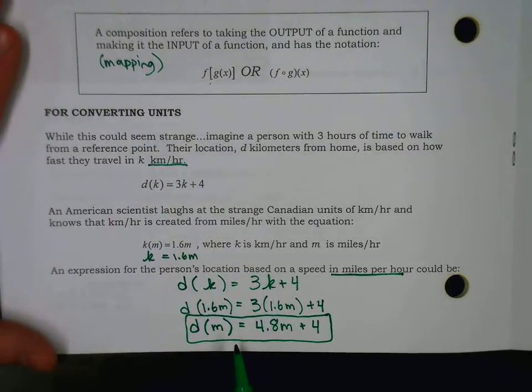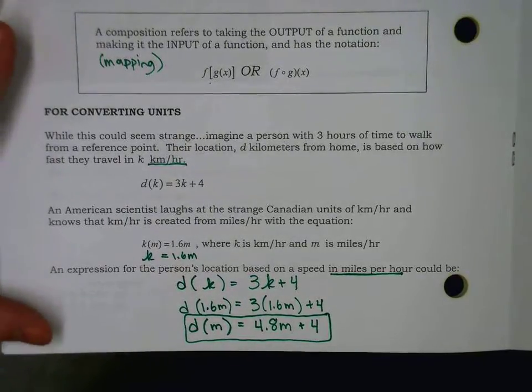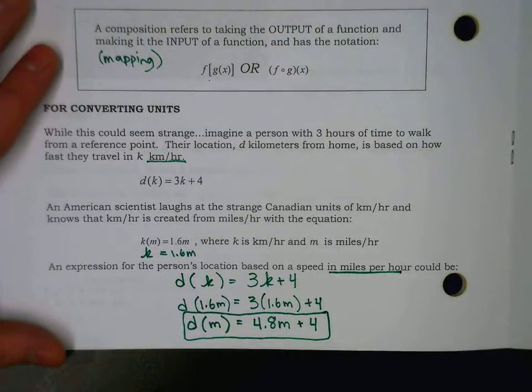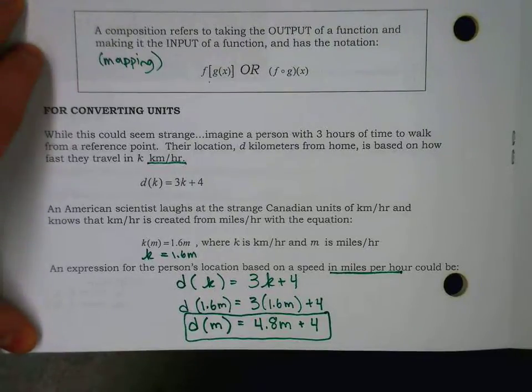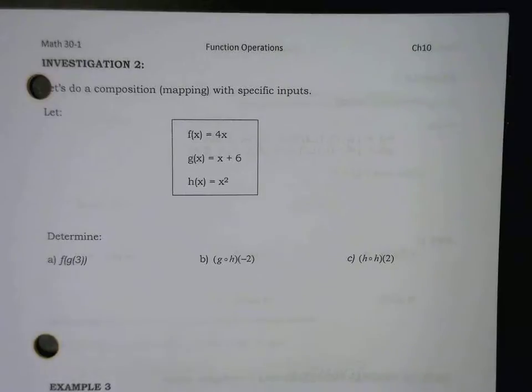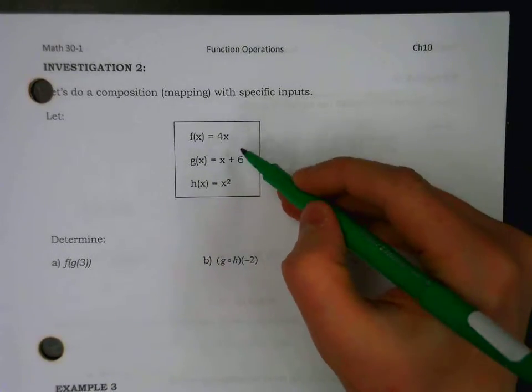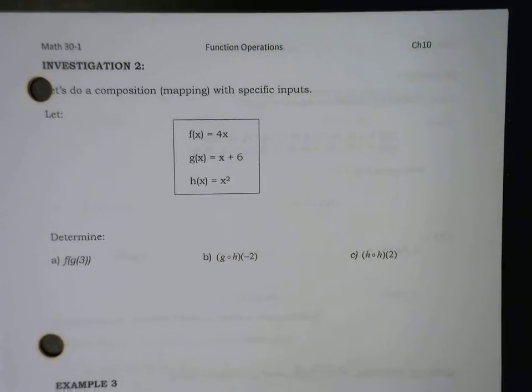This type of logic only comes with quite a lot of practice, but compositions of functions can have a deep-rooted implication in terms of something as simple as converting units. So let's go on and look at the simplicity and the standard types of questions that we can come across to build this concept. In Investigation 2 on the next page, we have a composition, also known as a mapping, with very specific inputs. So we have an f of x, a line, a g of x, a line, and an h of x as a quadratic.